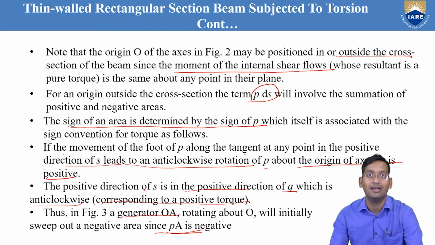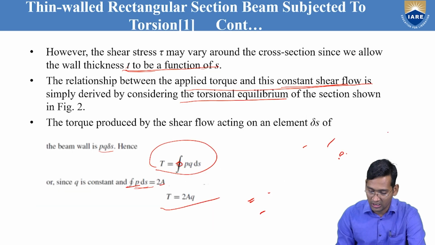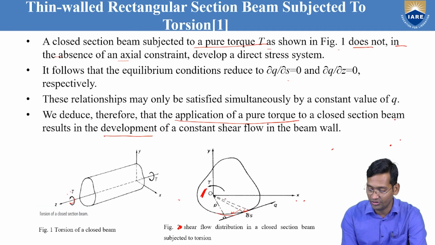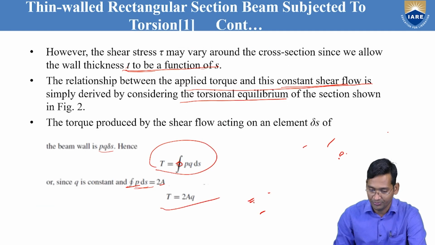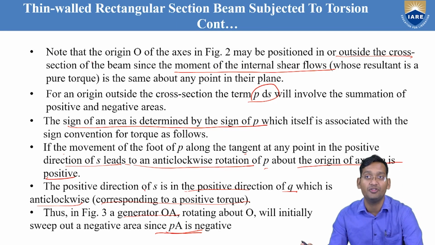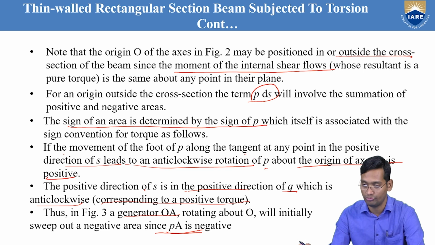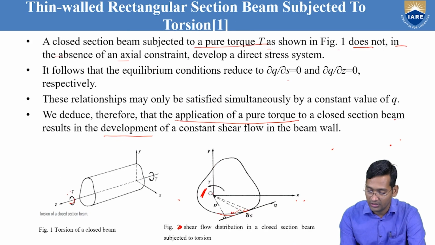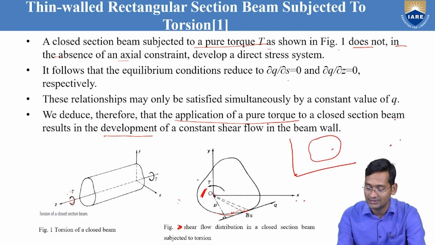Okay. Now next, in the same figure, if O is the origin, now explanation of this one. The origin O of the axis in figure 2 may also be positioned in or out of the cross section. So in this, what we can see, we can put the origin outside also, like here is the origin and here is our section. Okay, so we can put it outside also.